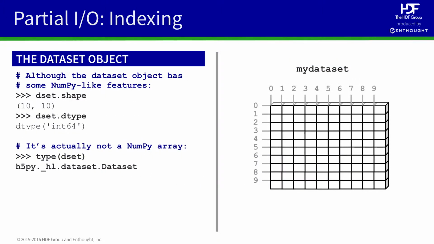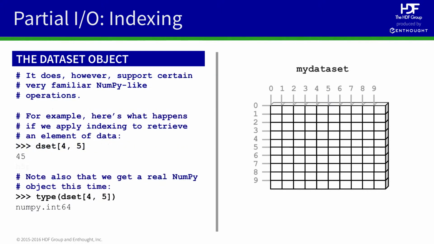As we saw before, HDF5 dataset objects have very familiar attributes, including shape and dtype. But if we investigate closer, we can see that the dataset object is, of course, not a NumPy array. However, we can treat this object much like a NumPy array. For example, if we wanted a particular element, say index 4 and 5 of our two-dimensional array, we can simply use the NumPy indexing syntax to retrieve that element. And if we look at the type of the returned data, we can see that applying this indexing syntax actually retrieves real NumPy data.